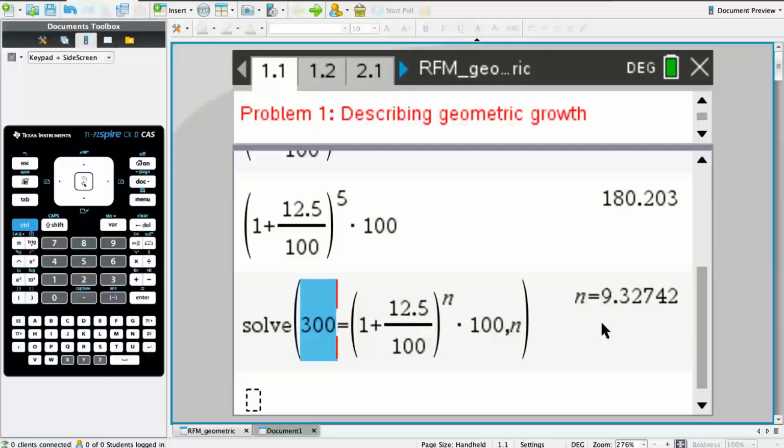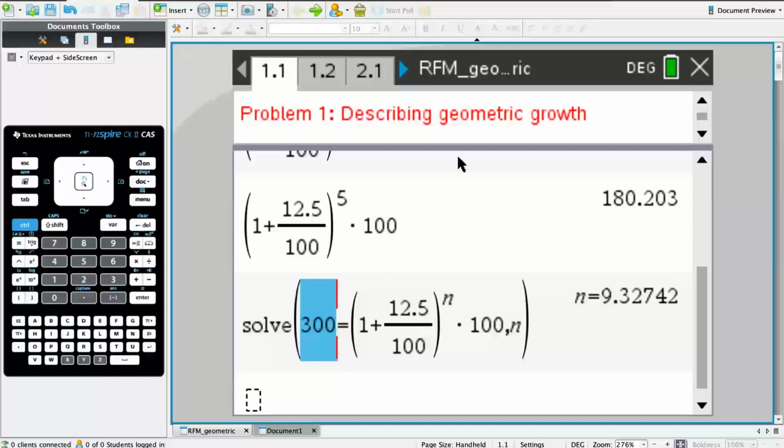Okay, so that's an introduction to the idea of geometric growth, where there is a multiplying factor, as opposed to the earlier linear work that was done, where it's an additive change.